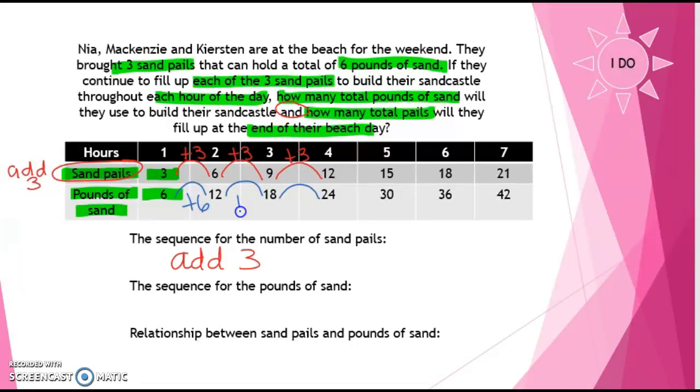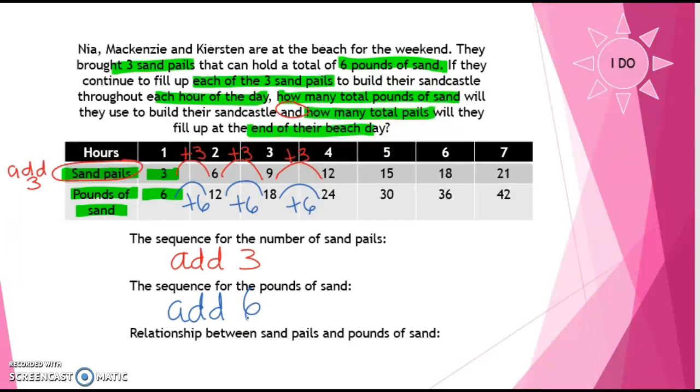And the answer would be add 6. We're adding 6 each time because we have 3 sand pails, not sand pails, if we have 6 pounds of sand and we add another 6 pounds of sand, 6 plus 6 is 12, and so on. So our sequence for the pounds of sand is going to be add 6.